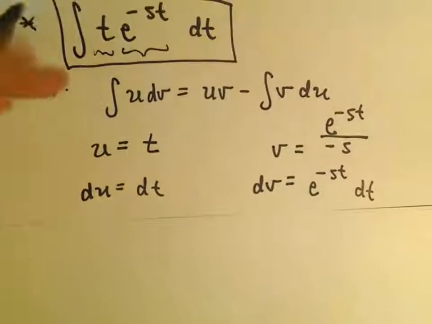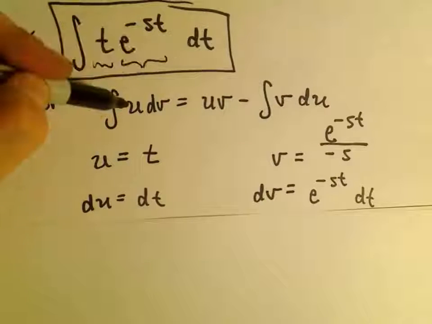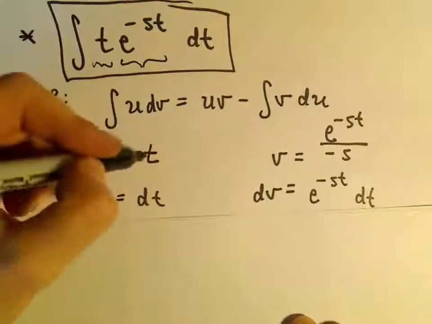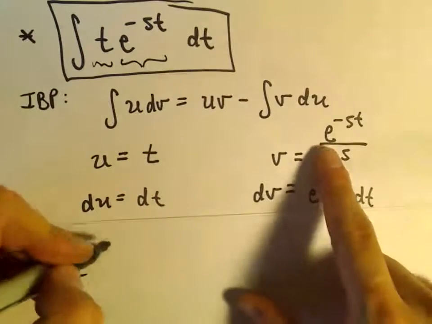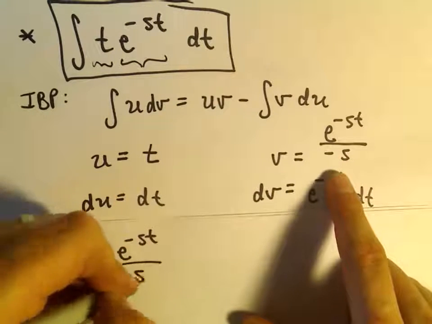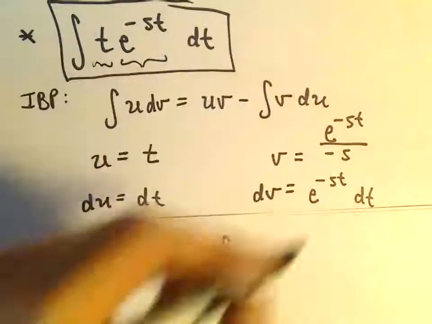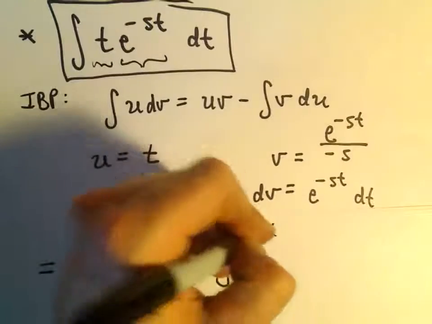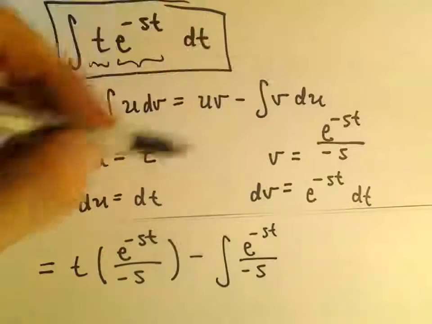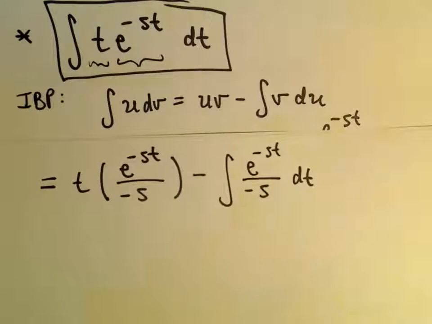So, all right, I've got my integral t e to the negative st dt. I'm going to use my integration by parts formula. It says we get u times v. So u is going to be t. My v is e to the negative st divided by negative s. So there's my uv, minus the integral of v, so that's going to be e to the negative st over negative s. And then it says multiply that by du, which is going to be our dt. All right, so far so good here.